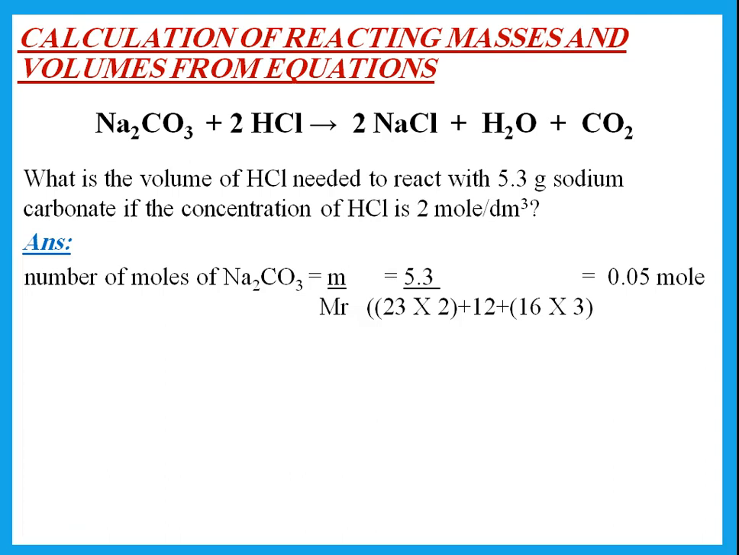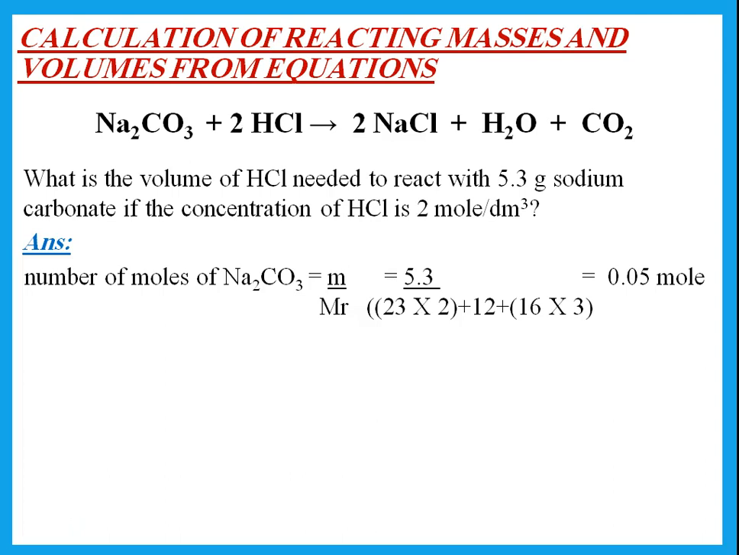The mass is 5.3 as he gives me. And then I sit down and calculate the molecular mass of sodium carbonate. Sodium is 23 and I have 2 of them, plus carbon, which is 12 and I have only 1 of it, plus oxygen, which is 16 and I have 3 of them. Calculate all of this, it comes out to be 0.05 mole of sodium carbonate. So that means that I'm starting with 0.05 mole of sodium carbonate.